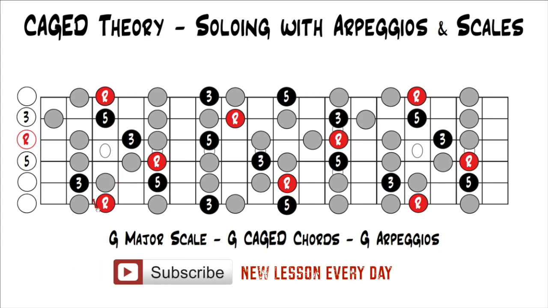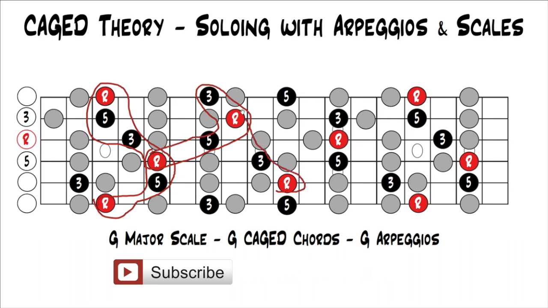So for example, right here you have the G major chord, that's the E shape. I'm sure you can see that. And right here you have the D major shape, which is still a G major chord. And then you have the C major shape right here, still a G major chord. Well, these two notes right here weren't in the actual CAGED chords.